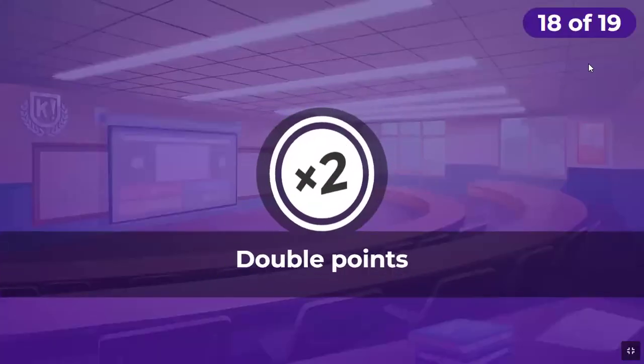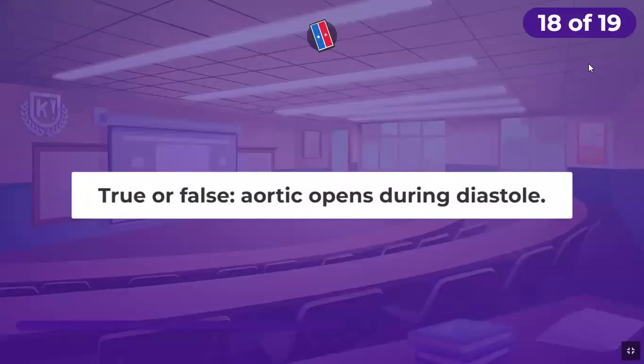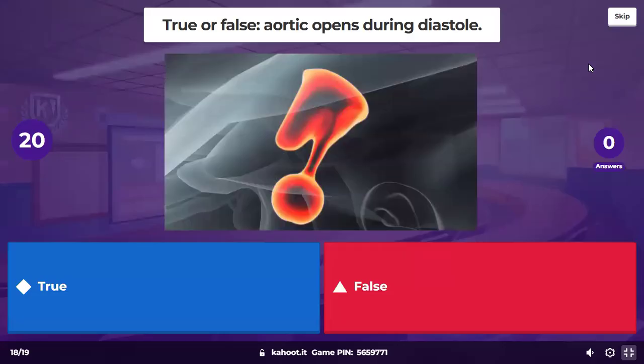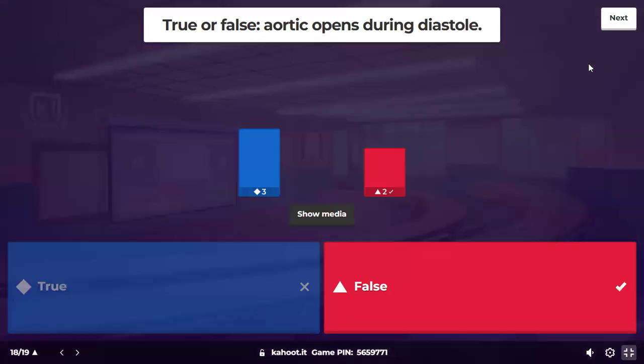18. Double points. True or false? Aortic opens during diastole. False.